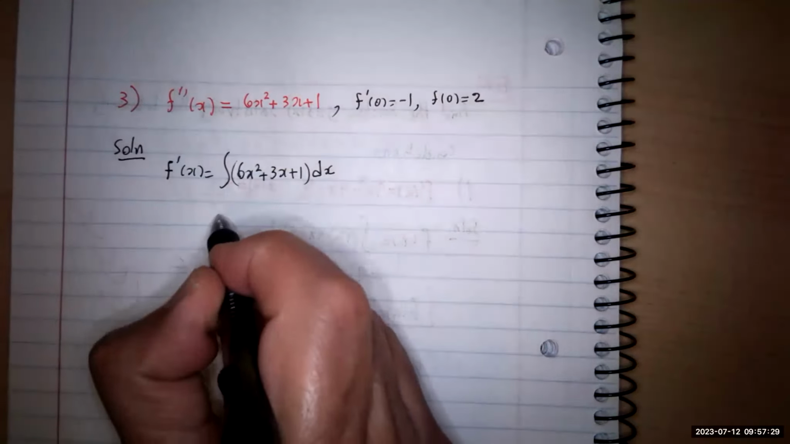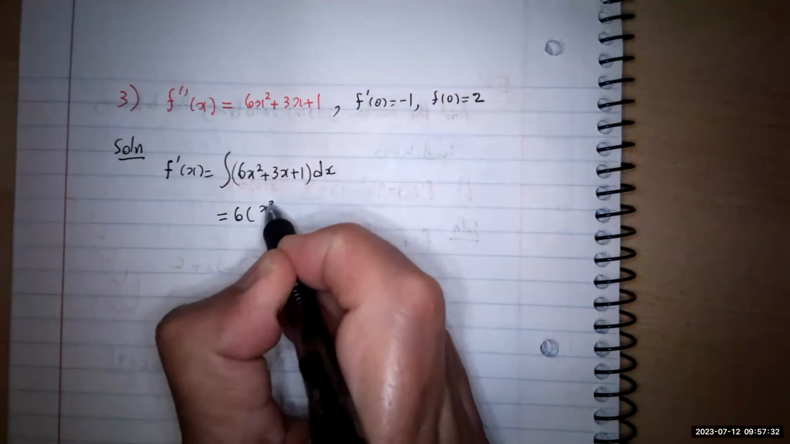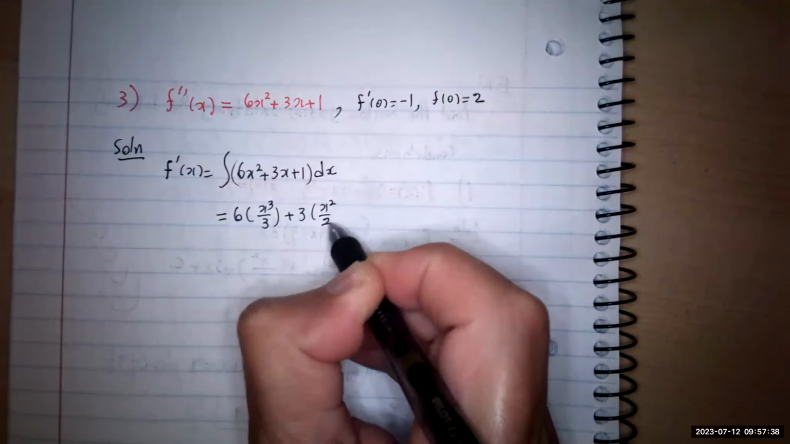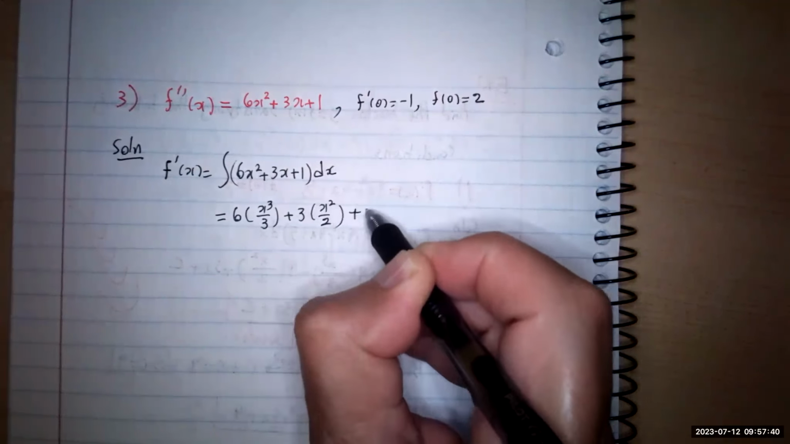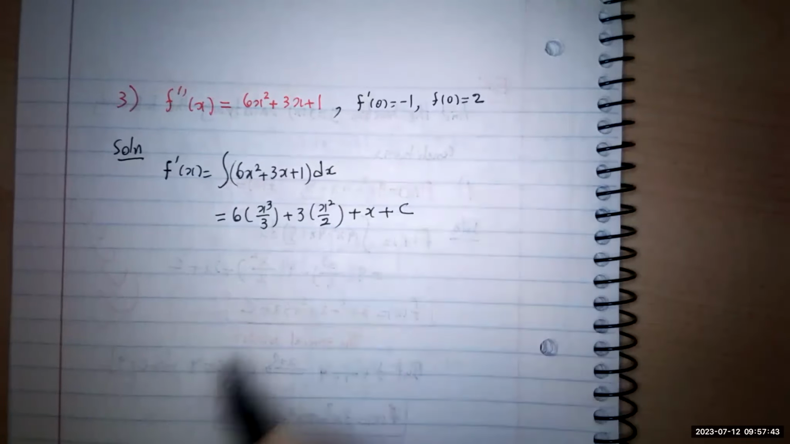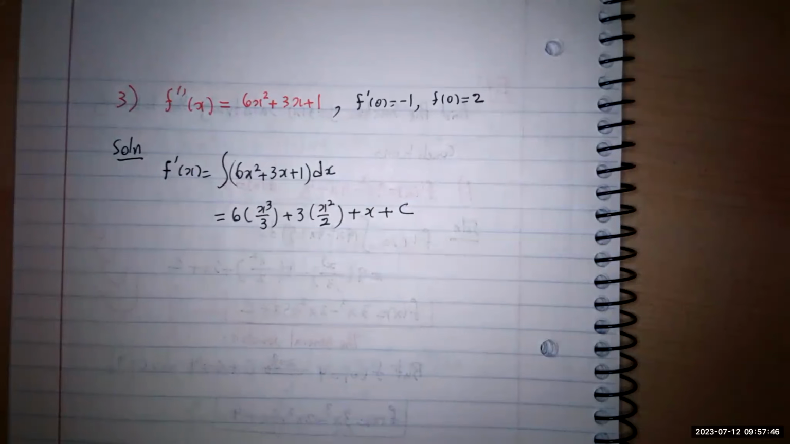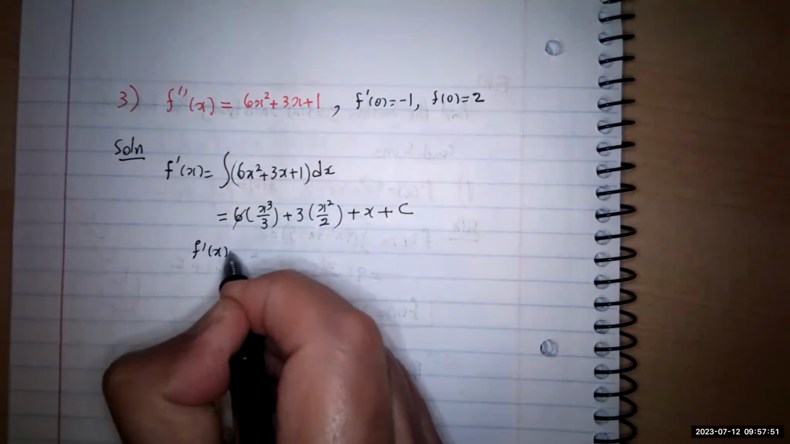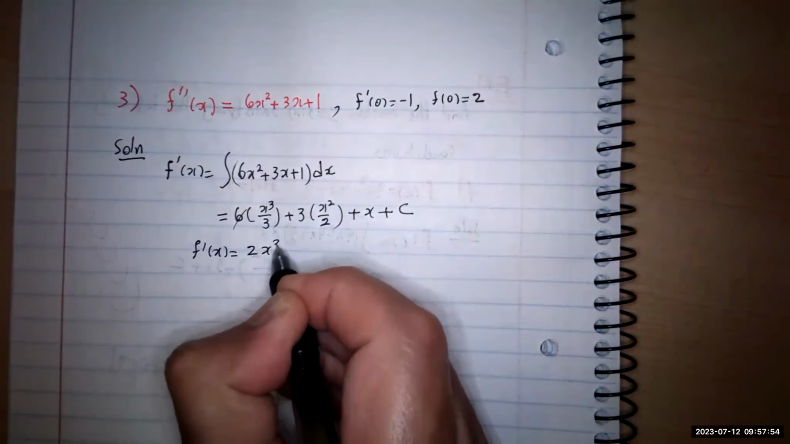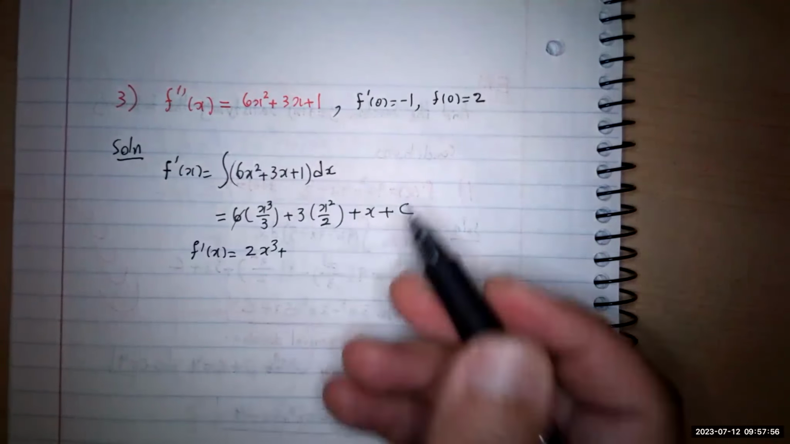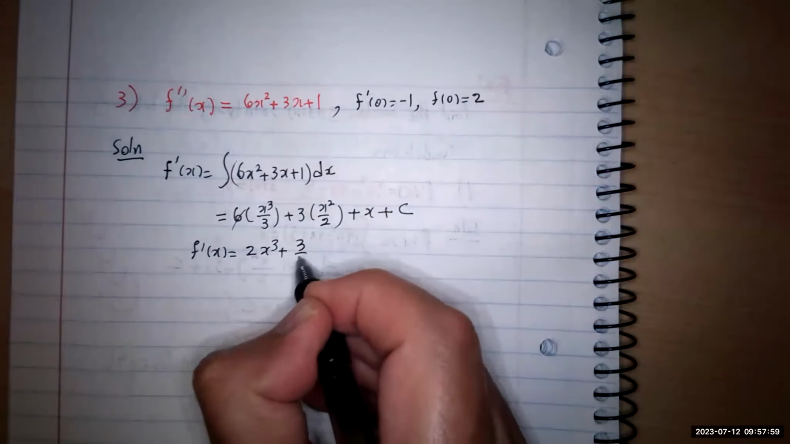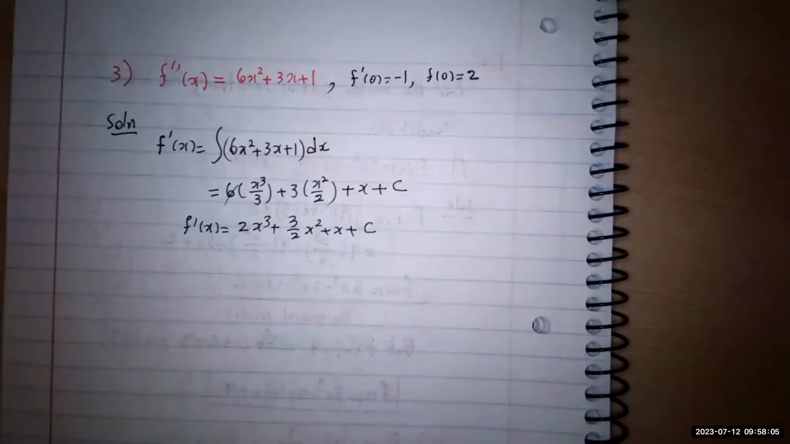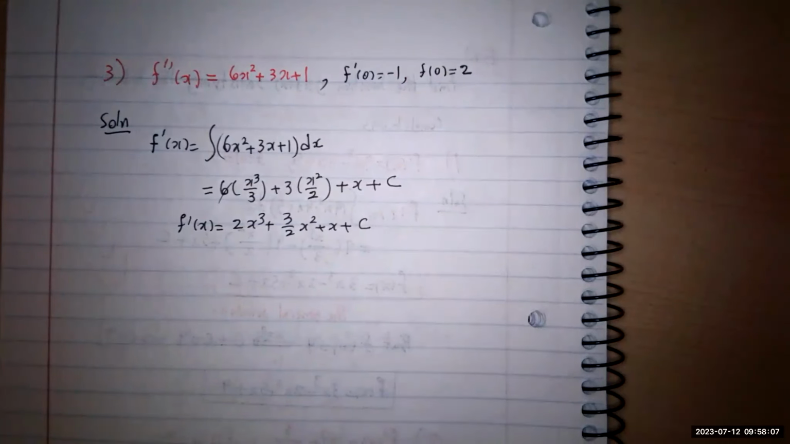Integrate. So that gives 6x cubed over 3, and then 3x squared over 2. And you know that the integral of 1 would be just x, plus the constant c. Simplify it. These 2 would cancel out. So your f prime of x is going to be 2x cubed, plus 3x squared over 2, just 3/2 of x squared, plus x plus c. That's f prime. Any question?